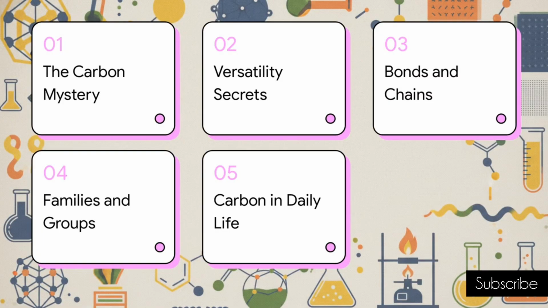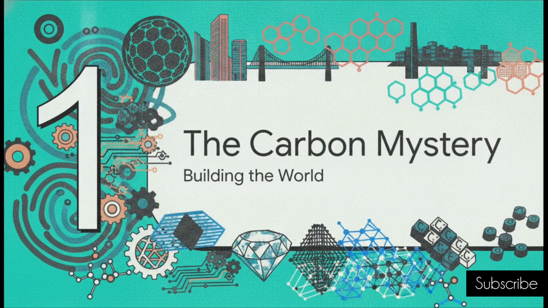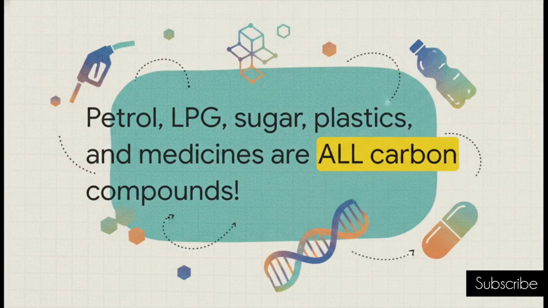Here is our roadmap for this explainer. First, the carbon mystery. Then, secrets of versatility, bonds and chains, families and functional groups, and finally, carbon in daily life. Okay, Section 1. The carbon mystery, building the world. Think about it. From the petrol and diesel in our cars to your cooking LPG, the sugar in our food, everyday plastics, life-saving medicines, and even the proteins inside your own body. They are all carbon compounds. It's an ever-expanding universe of chemistry, and scientists are discovering new ones every single day. It's kind of mind-blowing, right?